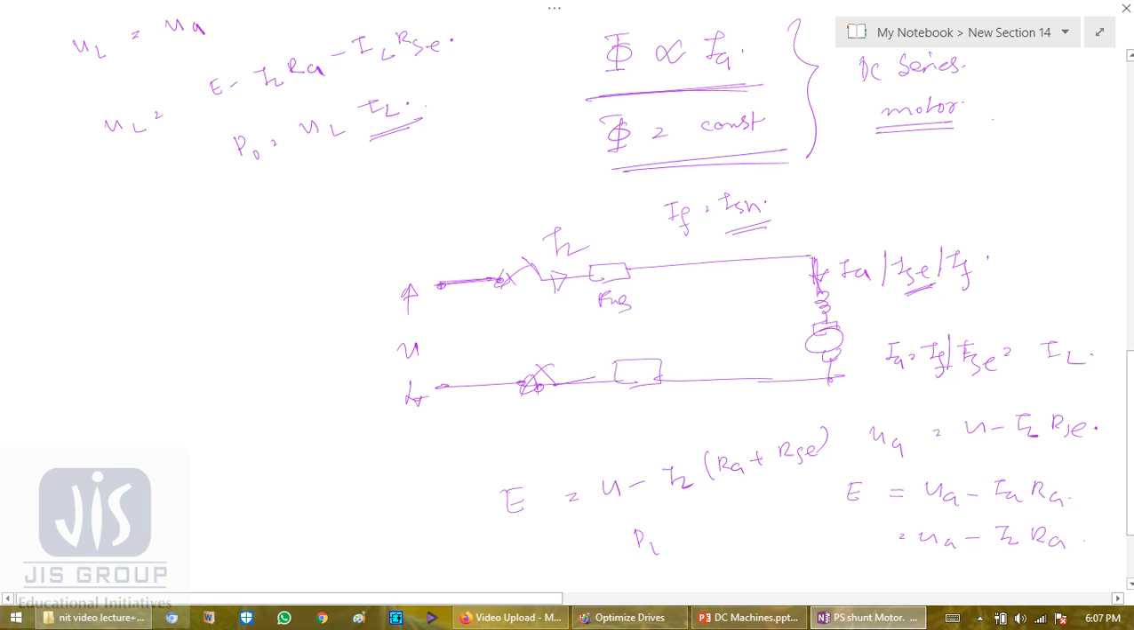And what is my input power? Input voltage U, load input current IL. So this is the network equation for the DC series motor.